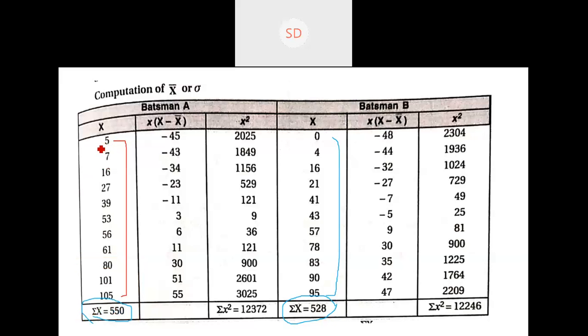So let's just count that. You see 1, 2, 3, 4, 5, 6, 7, 8, 9, 10, 11. So we have 11 data given for batsman A and also for batsman B. So our n is equal to 11. Now we will be using this sigma x and n for both of the data to find x bar. So let's find out what x bar is now.